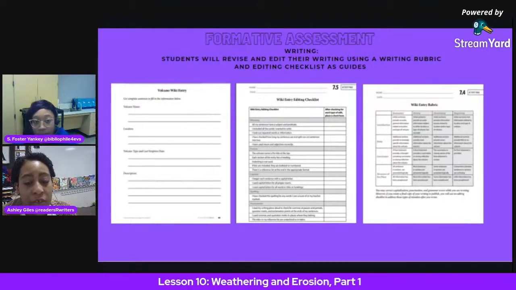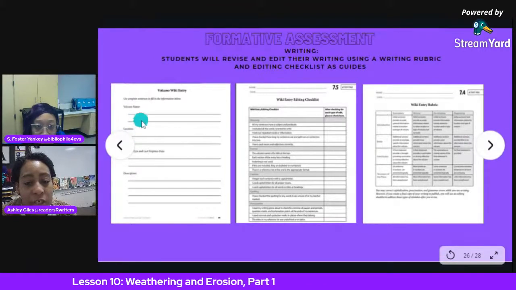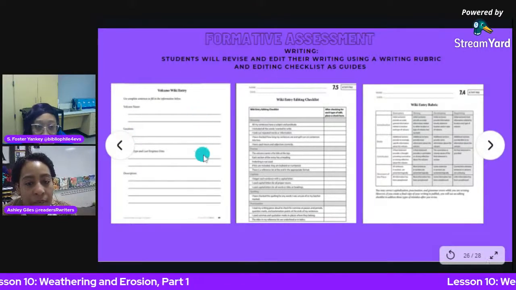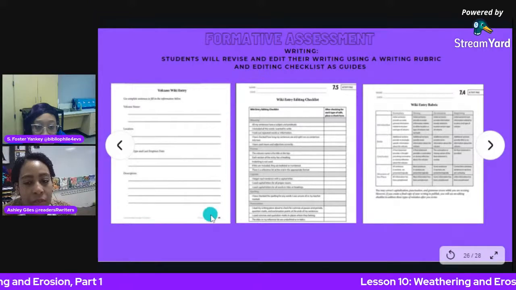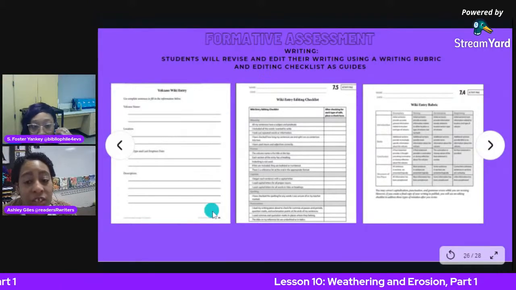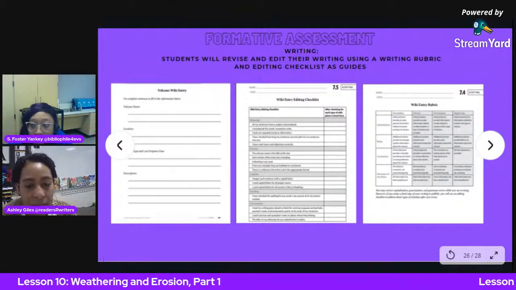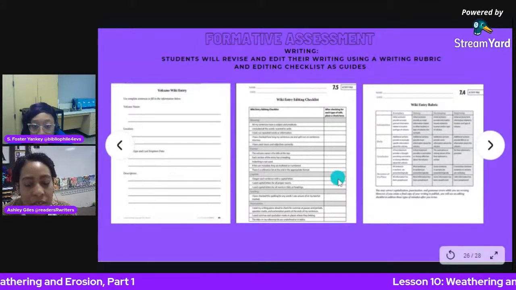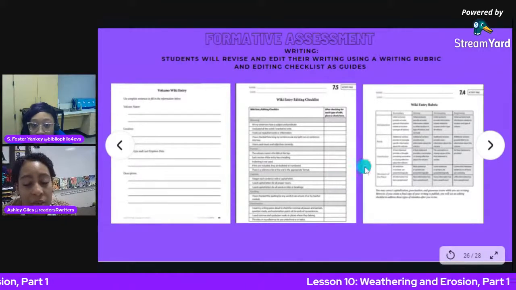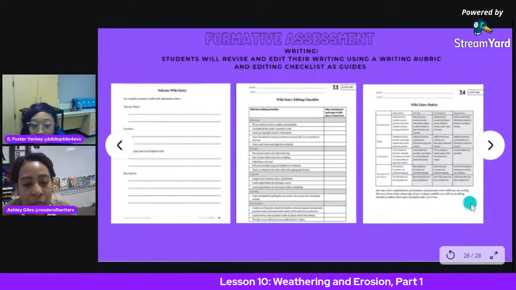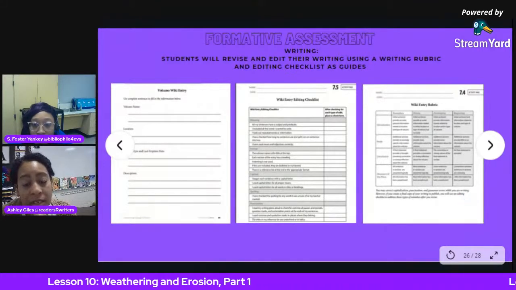The first sheet we have here is the structure of a wiki entry, and how they're going to be assessed. The checklist in the middle is your look-fors, right? What should this wiki entry include? And finally, you have your rubric, how you're going to be assessed on your wiki entry. Basically today they're going to be revising and editing.